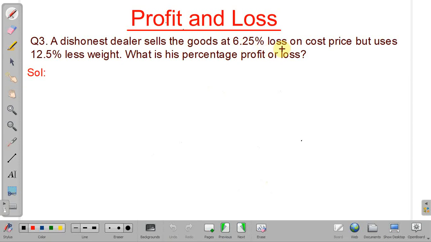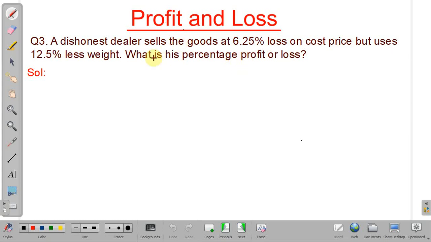So the next problem, in question number 3: a dishonest dealer sells his goods at 6.25% loss. So he is selling his goods at a 6.25% loss on cost price, but again he is using false weight of 12.5%. So this much less weight he is giving, and we have to find his percentage profit.